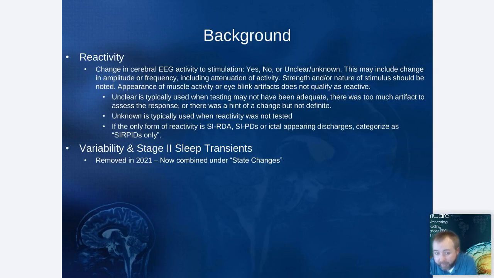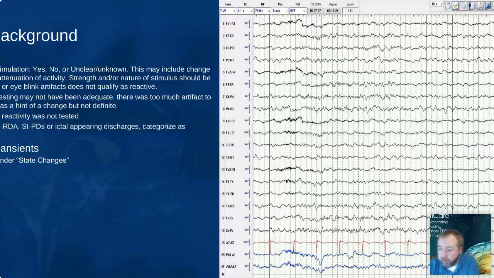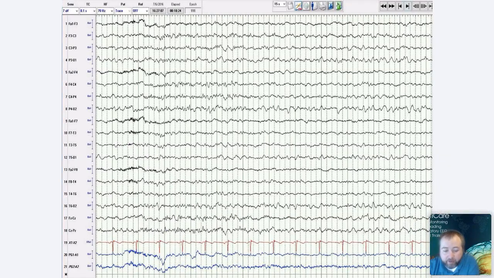All right, now in the 2012 version, they had variability and stage 2 sleep transients. These two have now been combined under state changes. I do have a pattern in here, though, that showed variability. And I left this pattern in here. I had this presentation back before the 2021 update, but I wanted to leave it in here because this was kind of a hard pattern to find. And then they went and got rid of it.